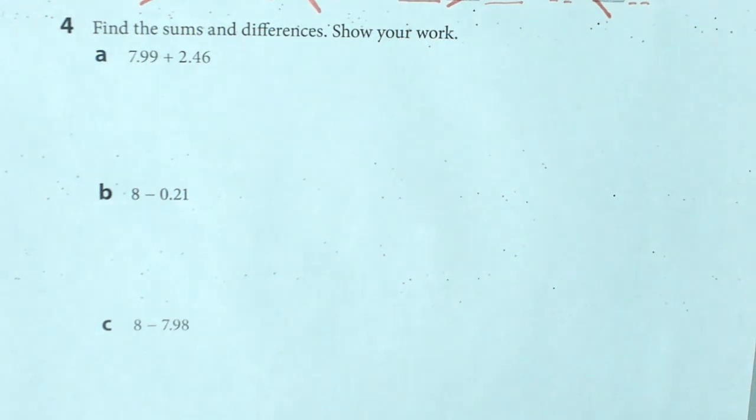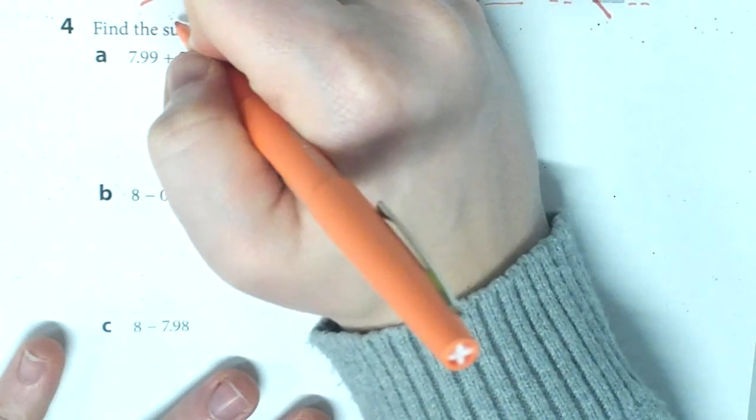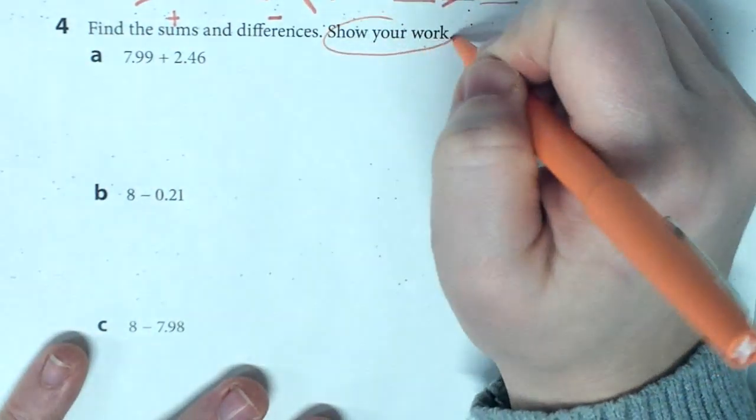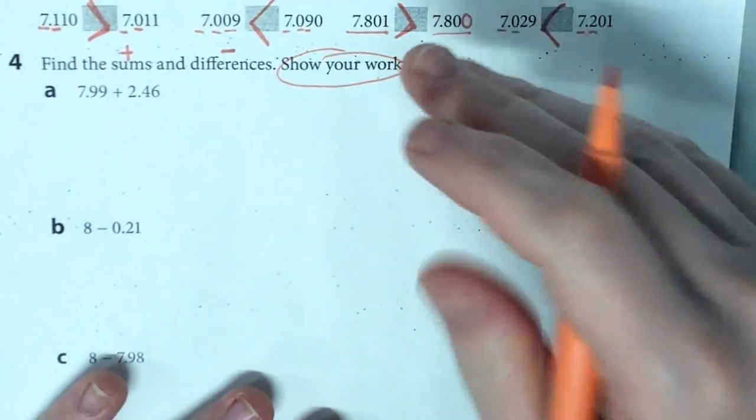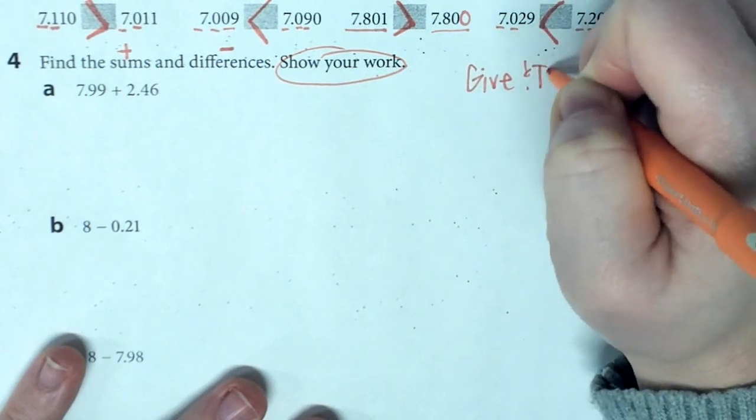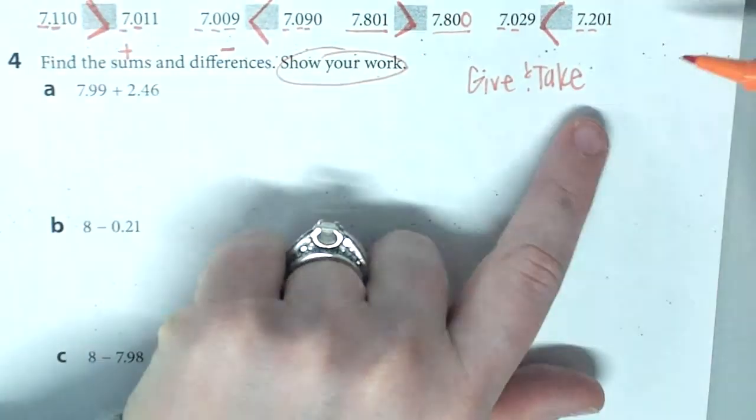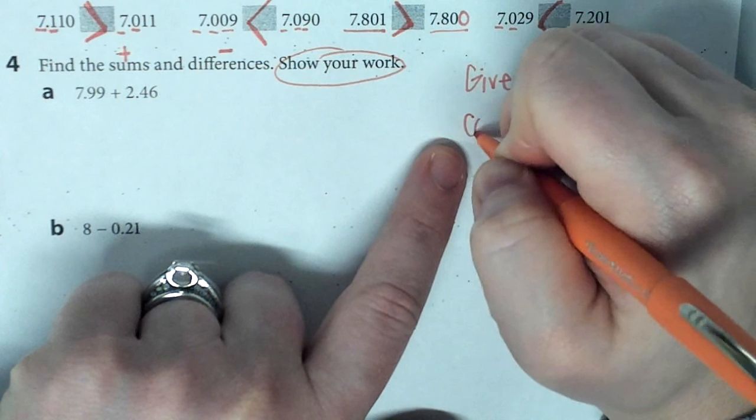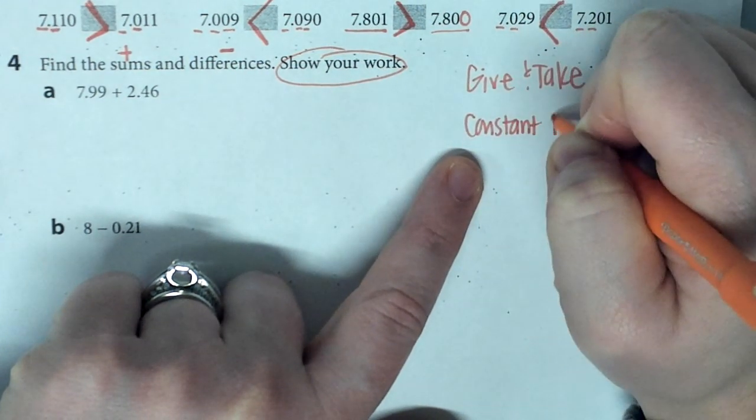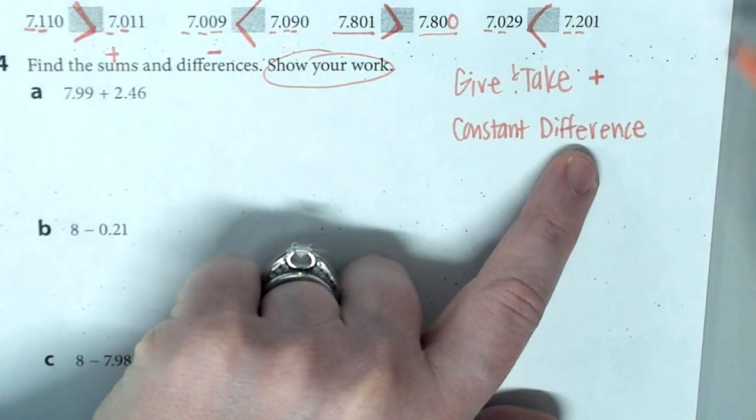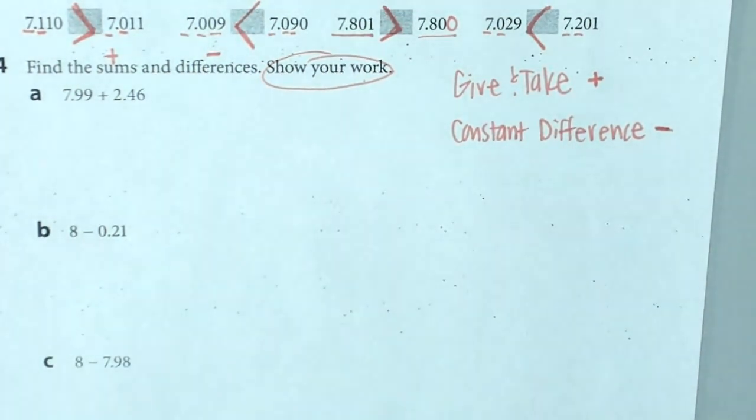And number 4, it says find the sums and differences. Show your work. Sum is the answer when you add. Difference is the answer when you subtract. And I have to show my work. Now, I'm going to challenge you, and we're going to use some of our different thinking strategies other than traditional. We talked about give and take, but I can only use give and take when it's an addition problem. And we also talked about constant difference. We can only use that strategy when it's a subtraction problem. We're going to use those strategies to solve these.